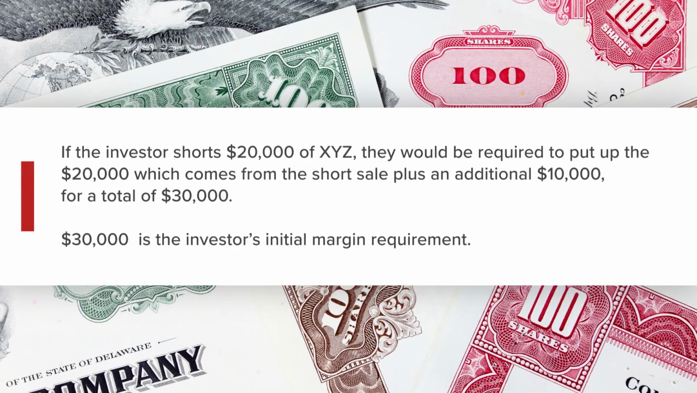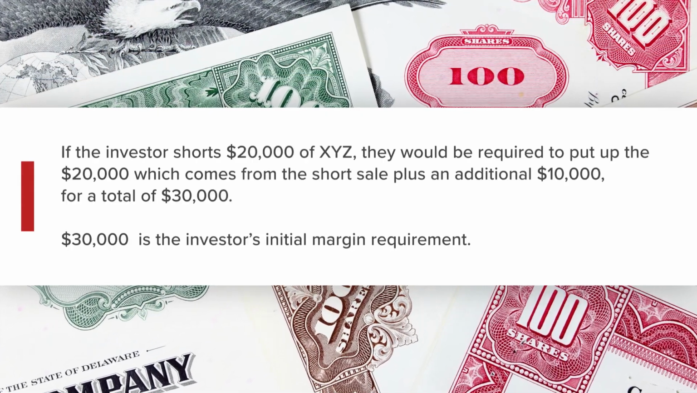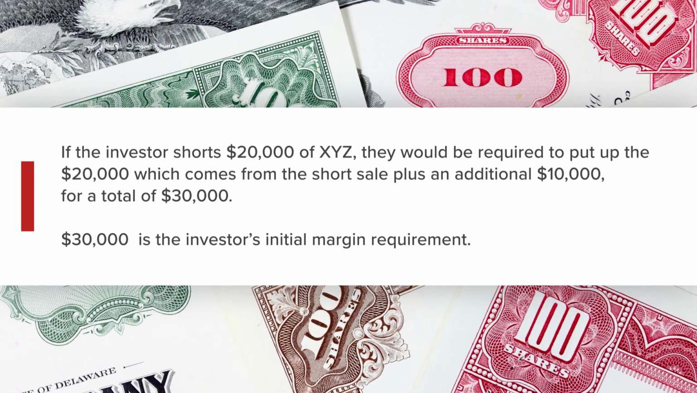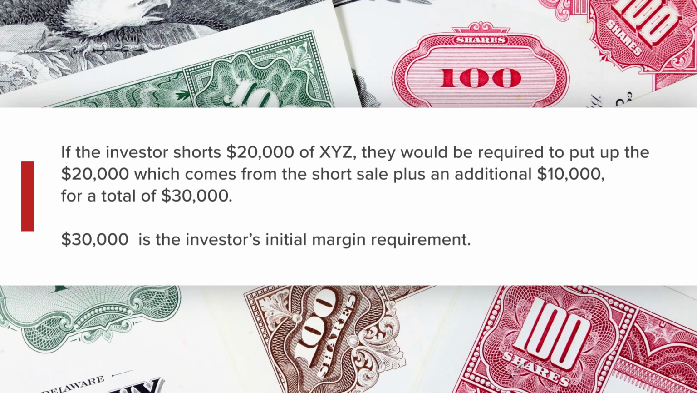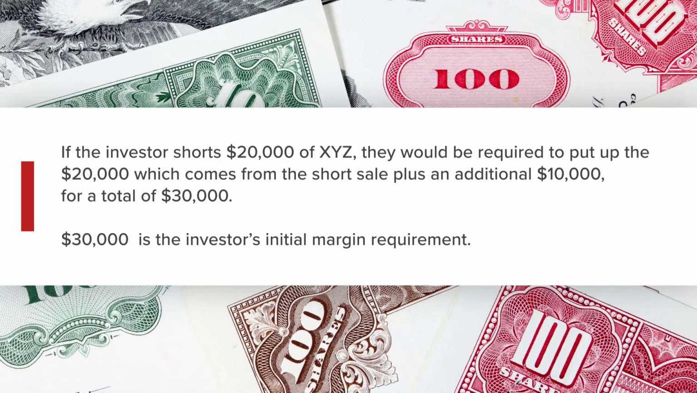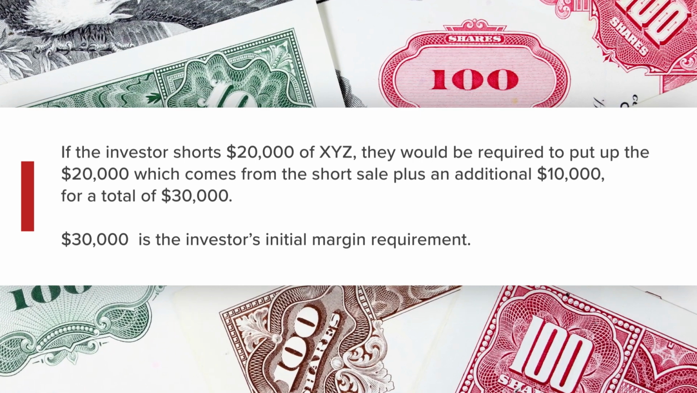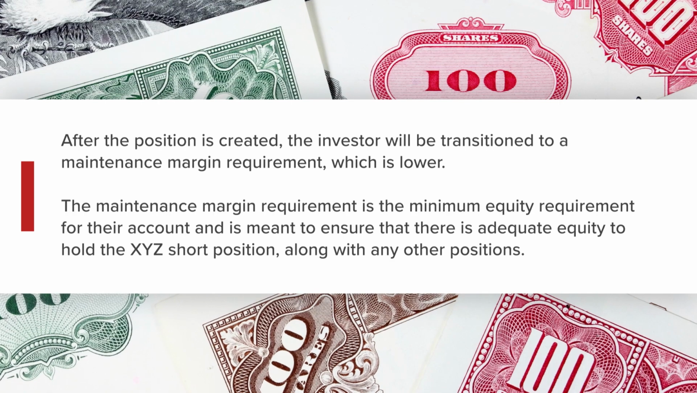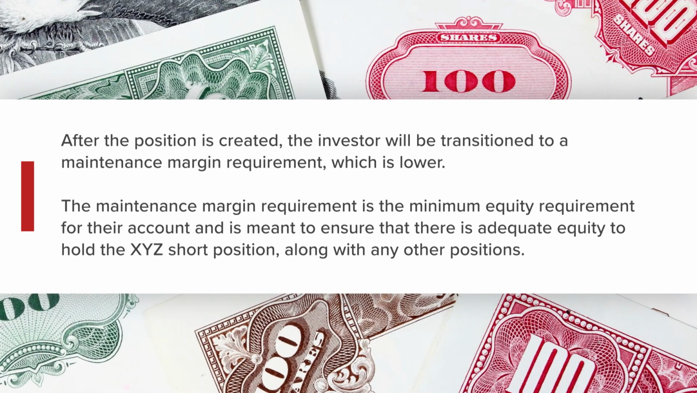If the investor shorts $20,000 worth of XYZ stock, they will be required to put up the $20,000 which comes from the short sale, plus an additional $10,000 for a total of $30,000. $30,000 is their initial margin requirement. After the position is created, the investor will be transitioned to maintenance margin requirement, which is lower.